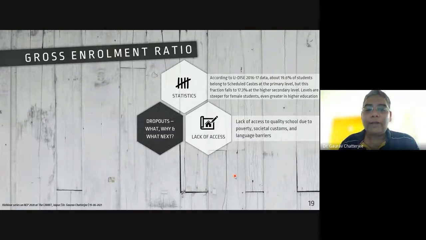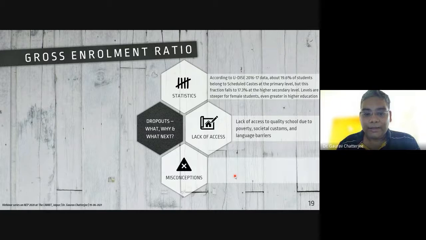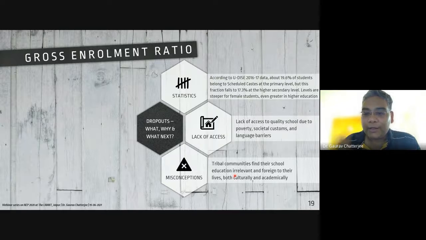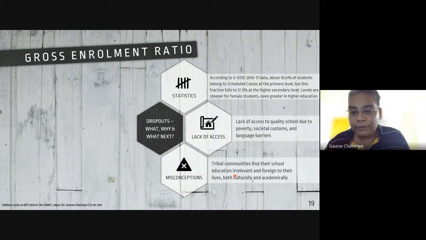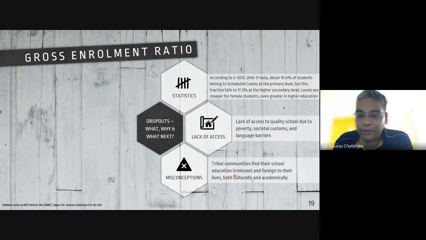The document tries to identify 4 or 5 key reasons why we are having these dropouts. The first is lack of access to quality school due to poverty, due to societal customs, or due to language barriers. The next is a misconception: ये पढ़ के मेरा क्या होगा? That's the whole idea, even the movie Swades talks about this point very well. The tribal communities find school education to be very irrelevant. So they just don't want to spend any time or money towards educating their children in higher education.